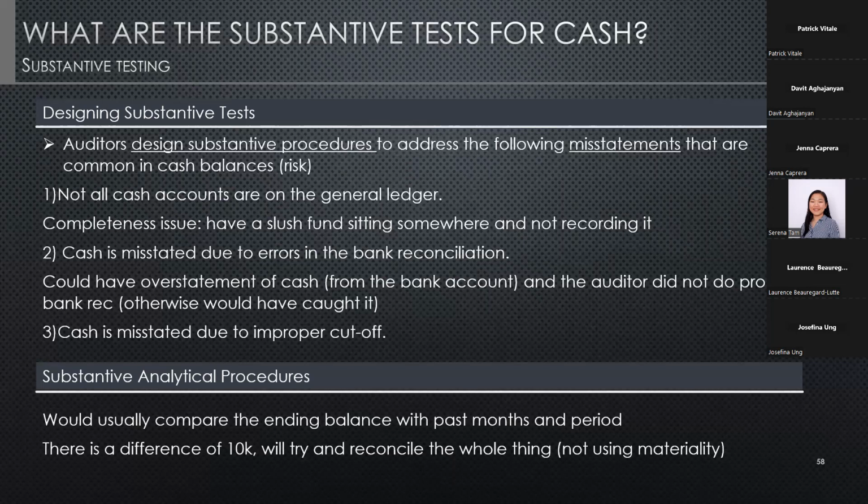Substantive analytical procedures usually compare the ending balance with past months and periods. If there's a difference of 10K, we'll try to reconcile the whole thing. So that's why analytical procedure is really good. You can do analytical procedure on anything, and then maybe there's a big difference, or it kind of gives you a red flag, and then that's your go time on that specific account.